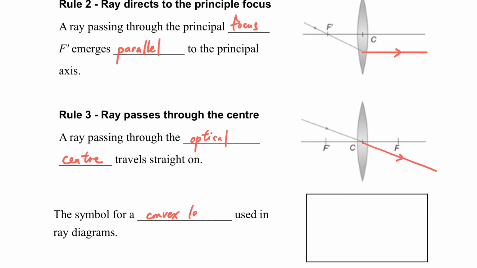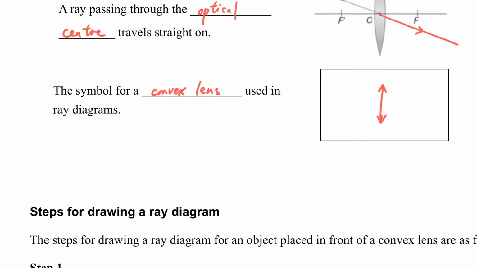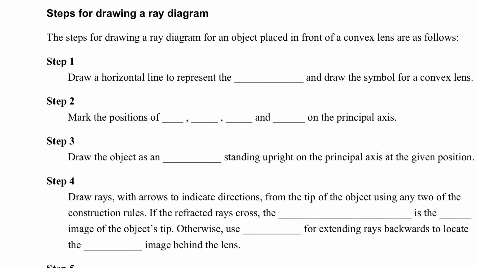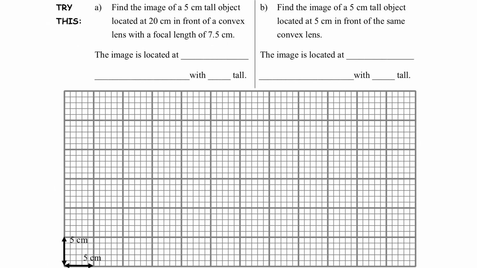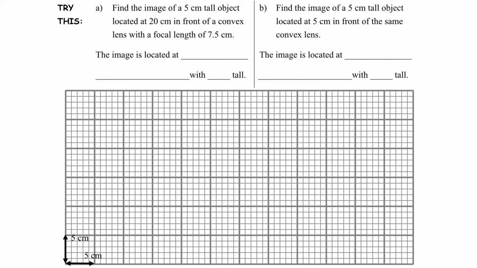One more thing: the convex lens. We usually draw it as a symbol, which is a very simple way. So how do we draw the light ray? Let's go through the examples below first. Here we are required to find the image of a 5 cm tall object located 20 cm from the convex lens, with a focal length of 7.5 cm.